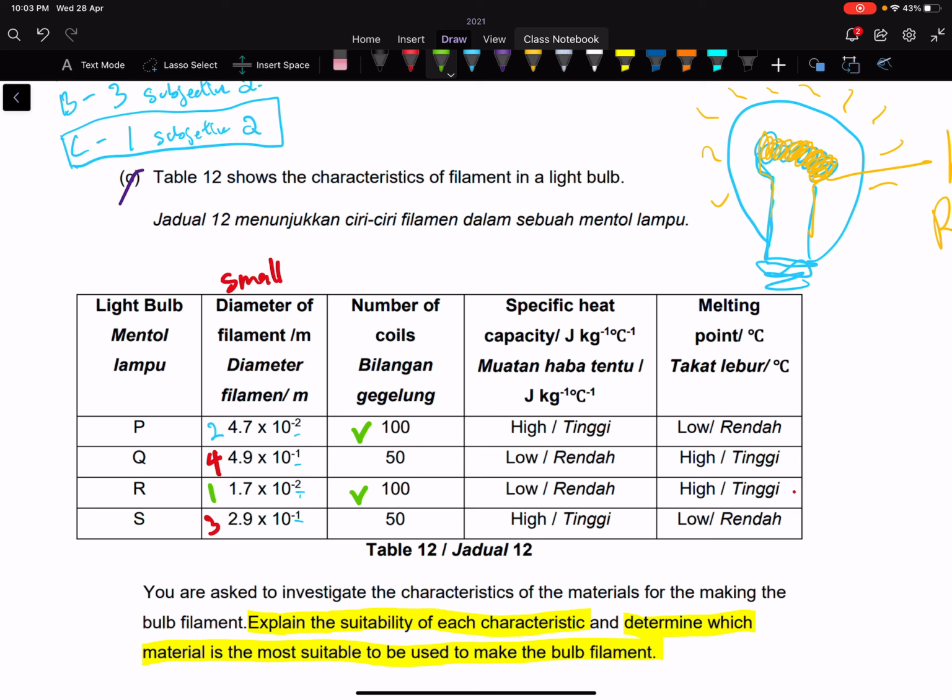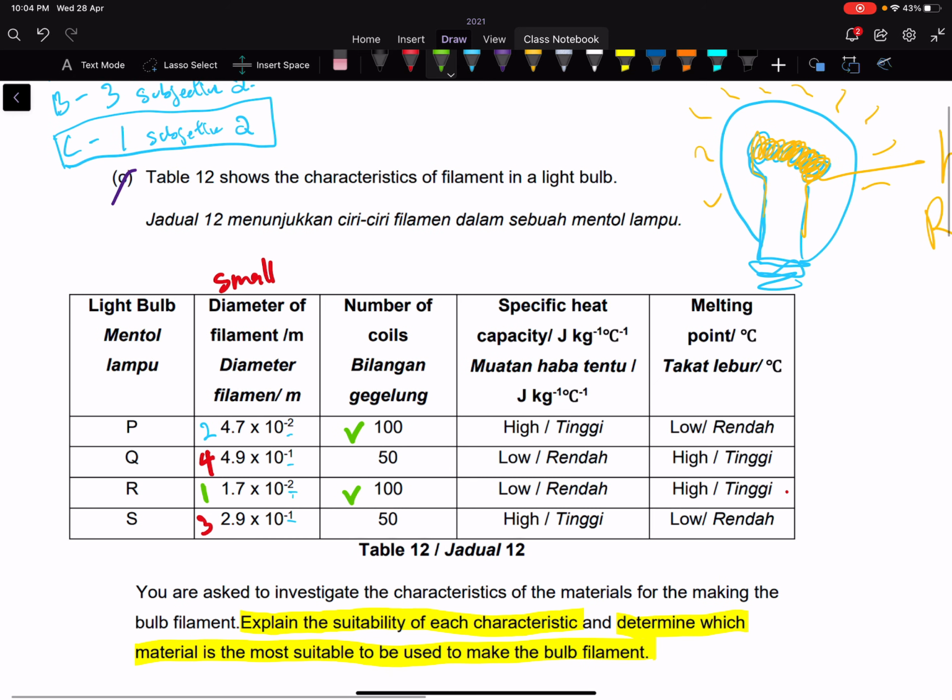Now, specific heat capacity. Specific heat capacity in simple terms is how fast something can heat up or cool down. So for a light bulb, you obviously want it to be very fast, right? Because if it takes a long time for the light bulb to heat up, that means it'll take a long time for the light bulb to produce light. So the lower the specific heat capacity, the faster something can change its temperature. So we want something with low specific heat capacity.